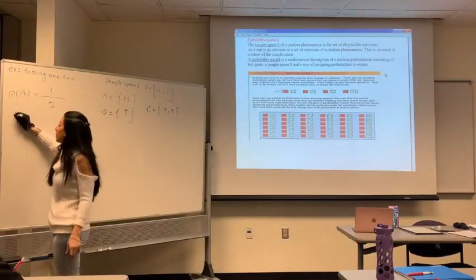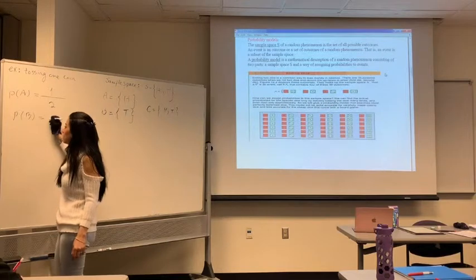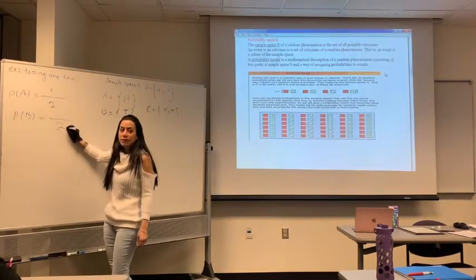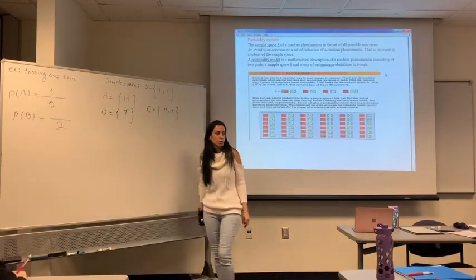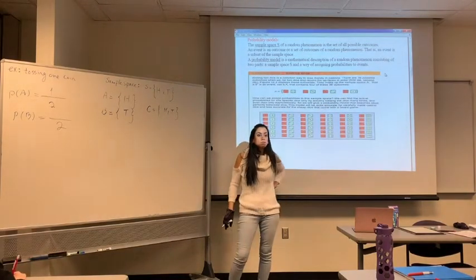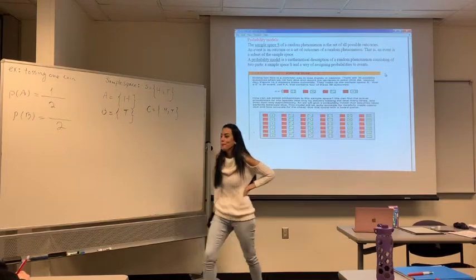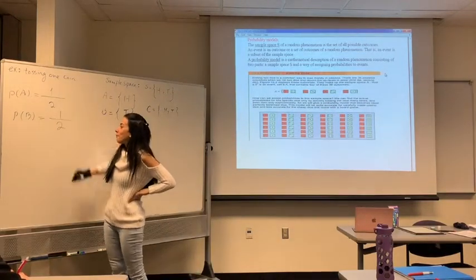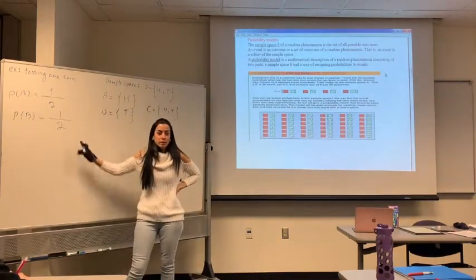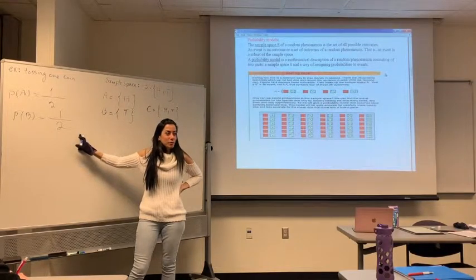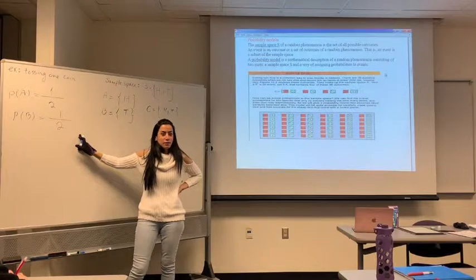What is the probability of observing B? We know that the number of outcomes in the sample space is 2, right? What is the number of outcomes in the event? One. Right? So as you see, the probability of observing tail is half, correct?